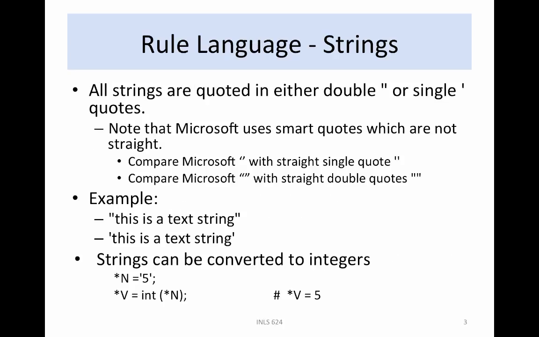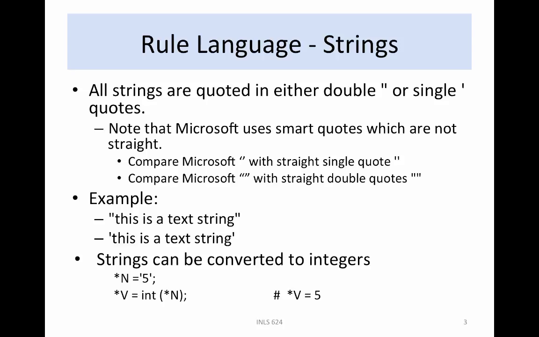All strings in the iRODS rule language are specified using either double or single quotes. Note that Microsoft uses smart or curly quotes. If you use a Microsoft tool to create a rule, you will need to convert all of the quotes in the rule to straight quotes. It is safer to use a Unix or Mac tool, which use straight quotes as the default. An example of a string is the text enclosed by a pair of double quotes or a pair of single quotes. Strings can be converted to integers.